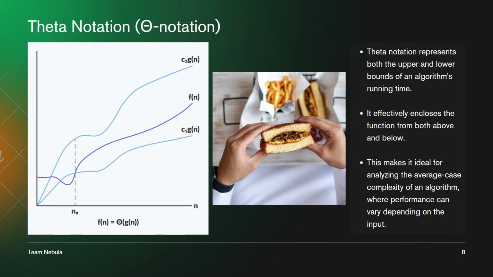The theta notation. Theta notation is like a sandwich. It encloses the function from above as well as below. It represents both the upper and lower bounds of the running time. As a result, it is perfect for analyzing the average case complexity of an algorithm when the performance can vary depending on the input.